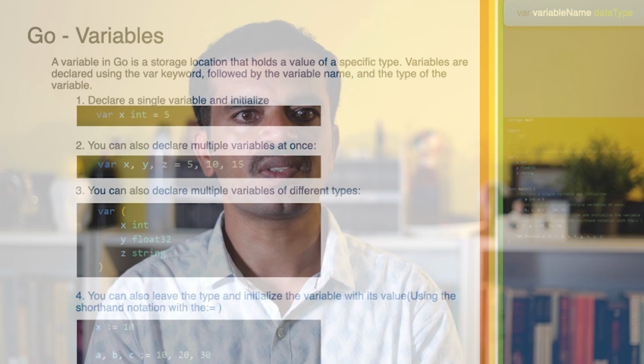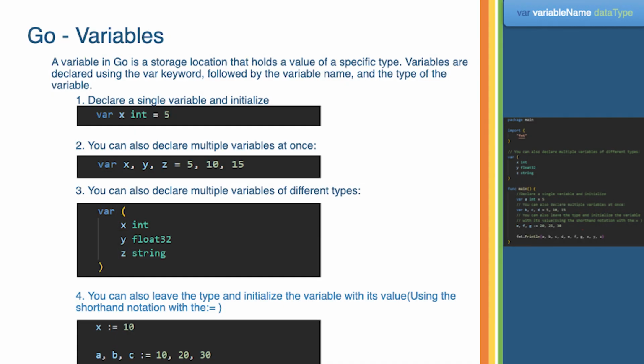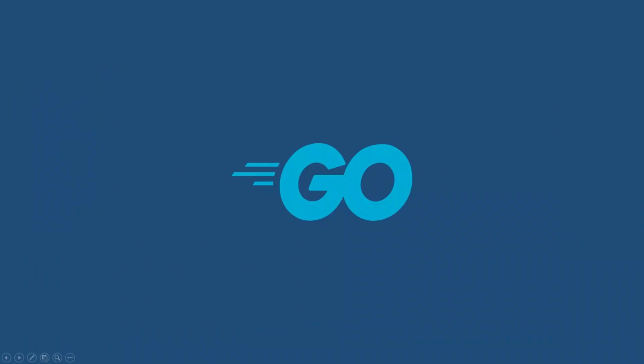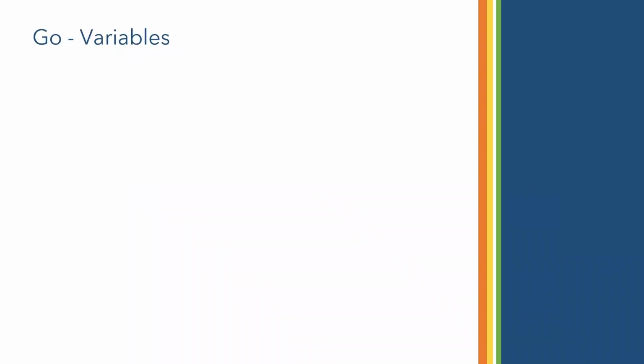Welcome back. In the previous lesson, we learned about basic data types and variable declaration in Golang. In this session, we'll talk about kinds of variables, like global variables and local variables, and also we'll learn about constants. Let's talk more about Golang variables and constants.